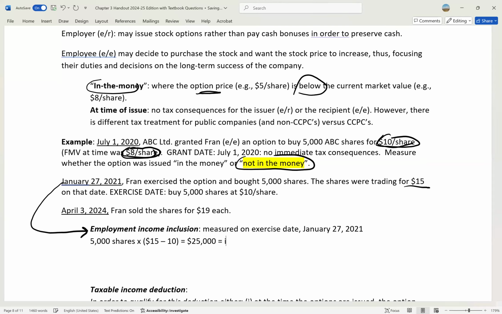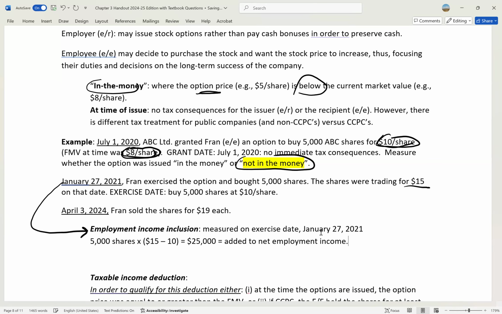This is included in her net employment income. Now, it may not have to be included in 2021, but we'll talk about that later. But we have to do the calculation on the exercise date because we're looking at the difference between what she bought the shares for on that date compared to what the fair market value was.